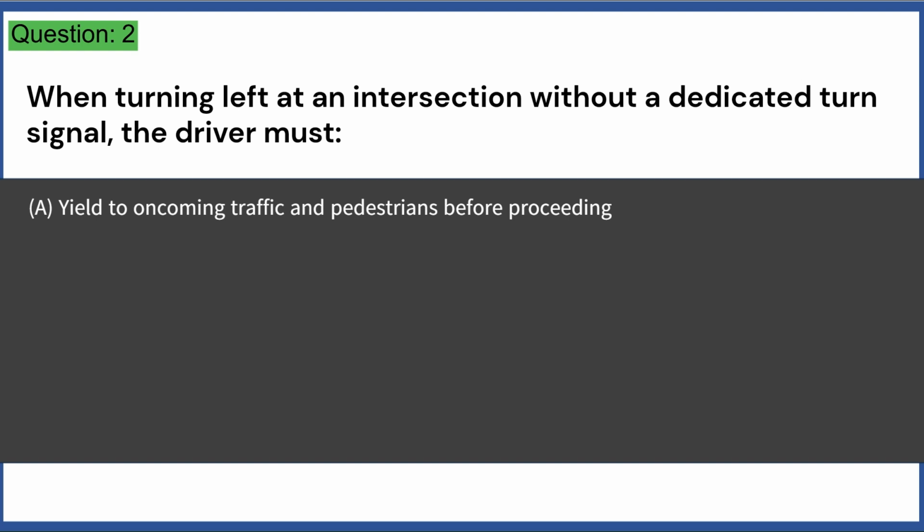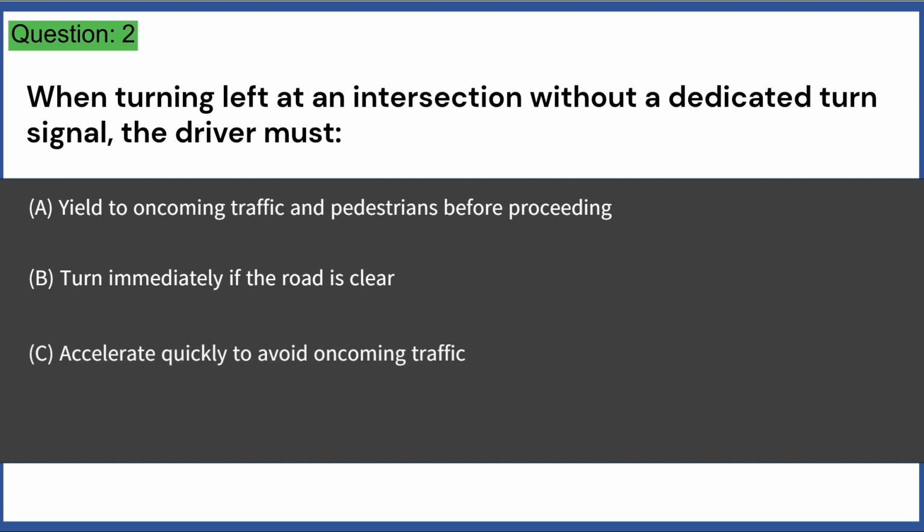Yield to oncoming traffic and pedestrians before proceeding. B. Turn immediately if the road is clear. C. Accelerate quickly to avoid oncoming traffic. D. Use the horn to signal other drivers.